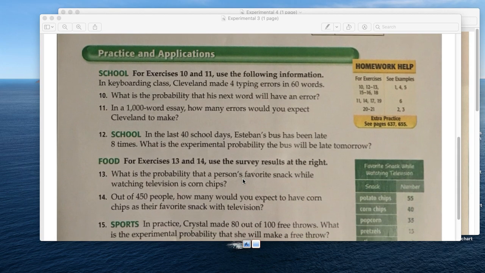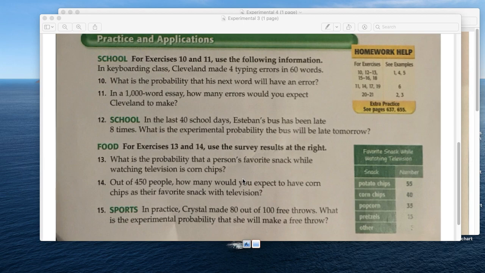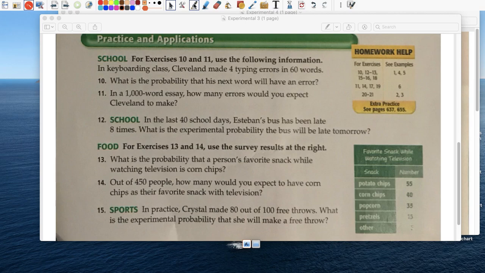Cleveland used an information keyboard and made 4 typing errors in 60 words. So what's the probability that his next word will have an error? Well, 4 out of 60, or 2 out of 30, or 1 out of 15. There's a 1 out of 15 chance that his next word will have an error.